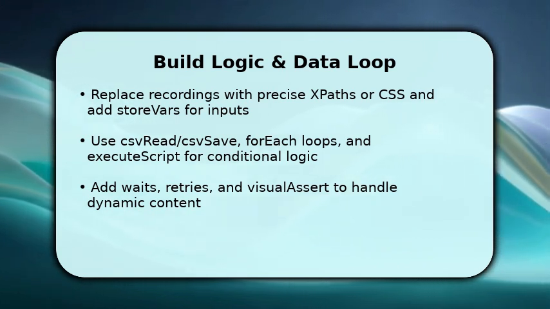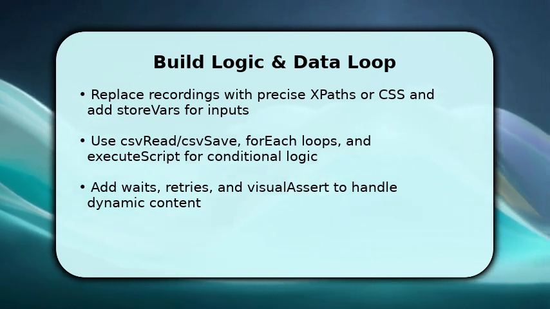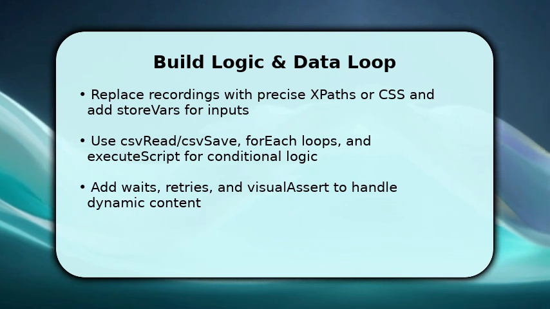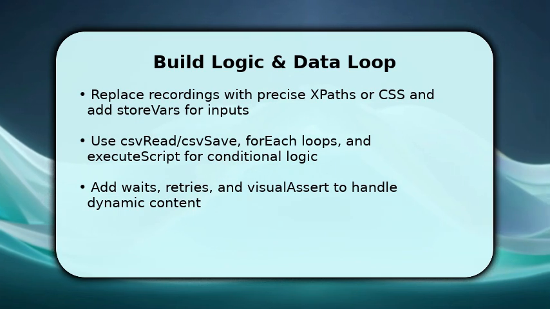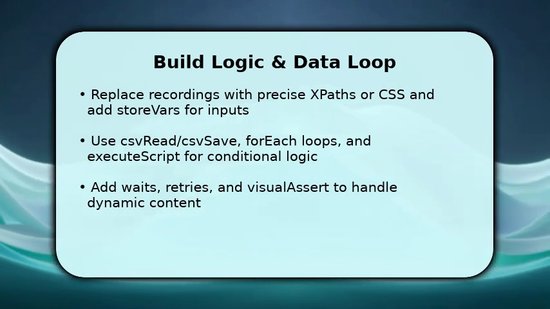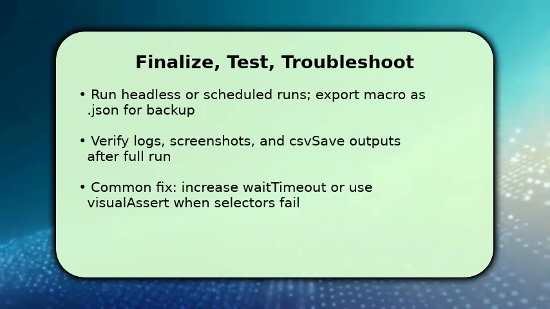Add conditional branches with execute script when you must decide based on page content. Make sure to include waits and a retry pattern for elements that load slowly, because stability matters more than raw speed. Now finalize by running the macro end-to-end in a small batch to confirm results, then scale to full datasets.